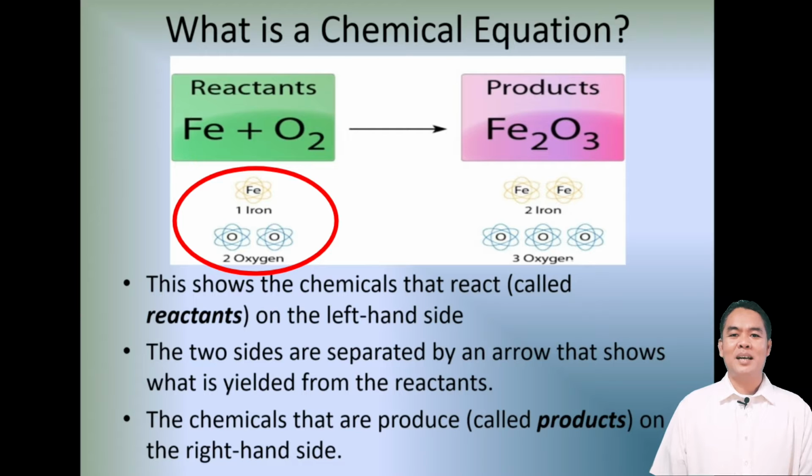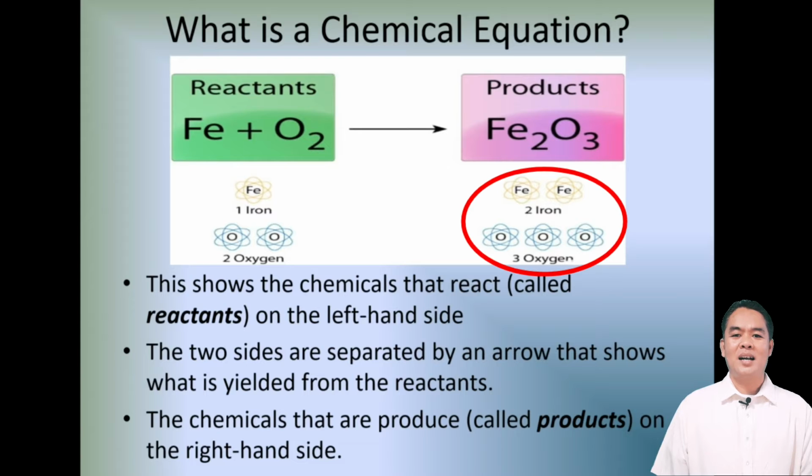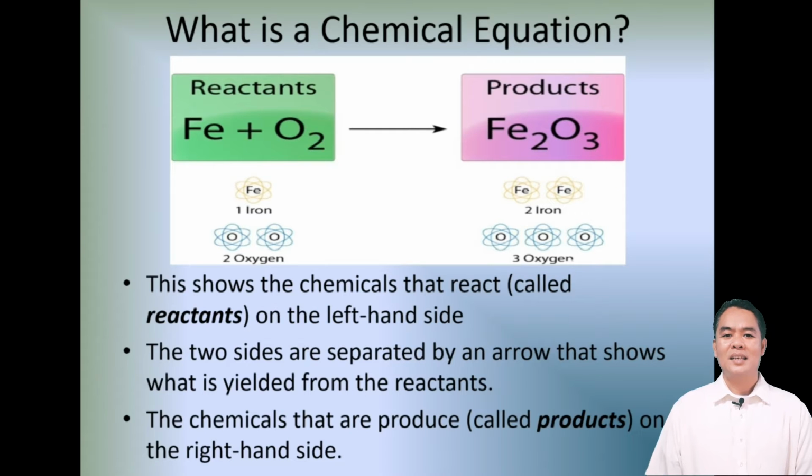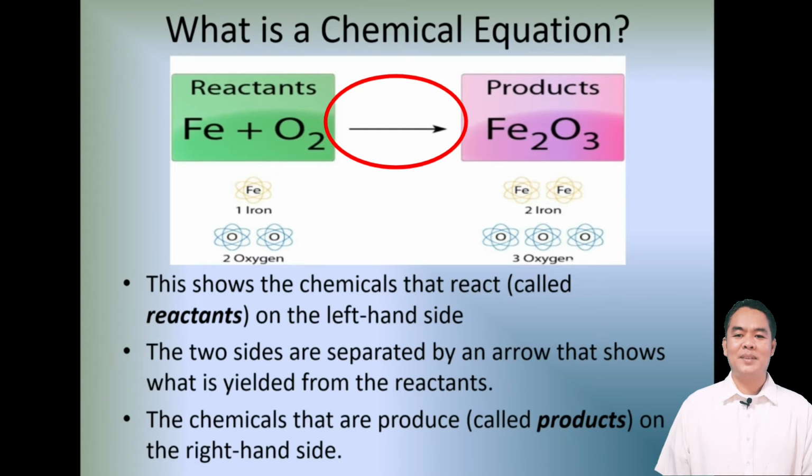Reactants are chemicals that react. It is on the left side. Products are chemicals that are produced. It is on the right side. The two sides are separated by an arrow that shows what is yielded from the reactants.